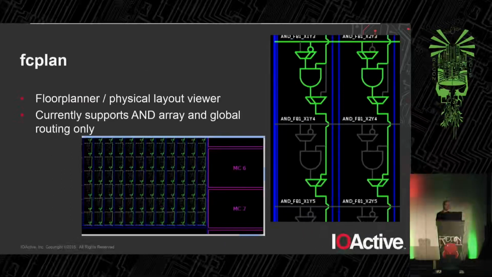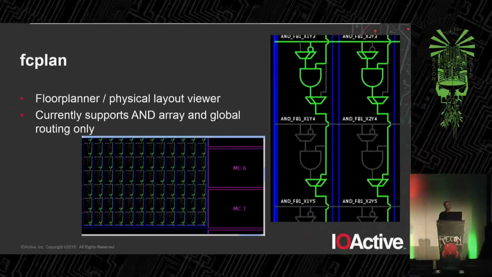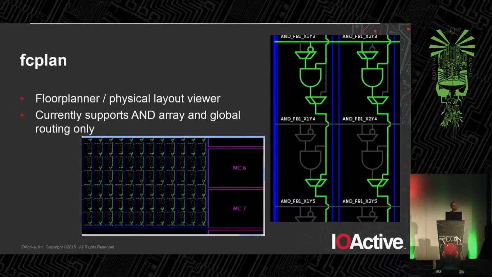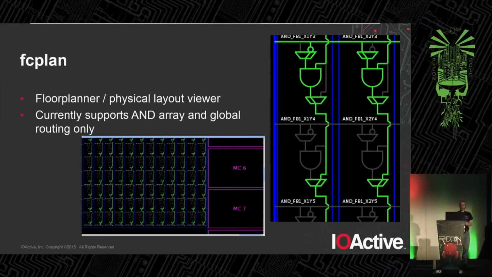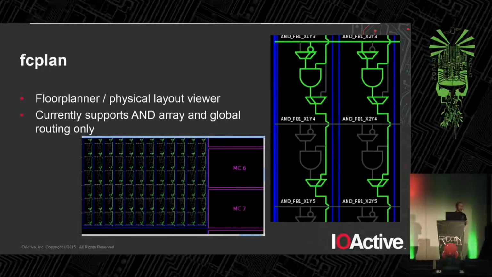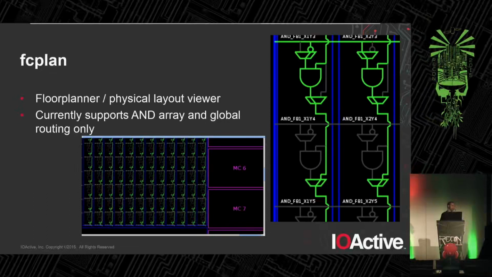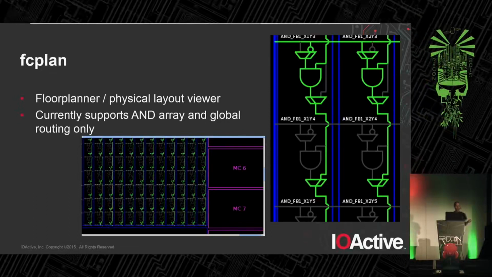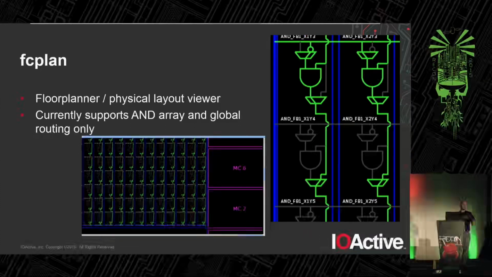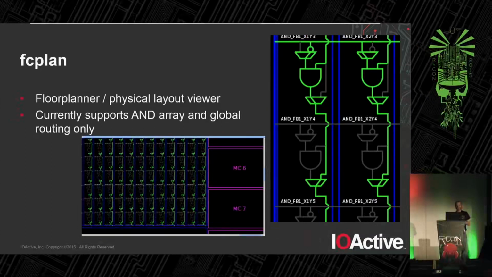The other tool I've made, if any of you have used PlanAhead from Xilinx, I called mine very inventively FCPlan for the Flying Crowbar floor planner. So it is a floor planner and physical layout viewer. I currently only have rendering for the AND array and the global routing. The OR array, I do have the functionality reversed. I have not written the code to actually draw it, but I can actually open up a bit stream and look at the individual settings in the AND OR array.